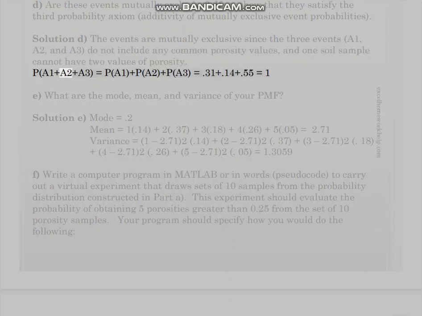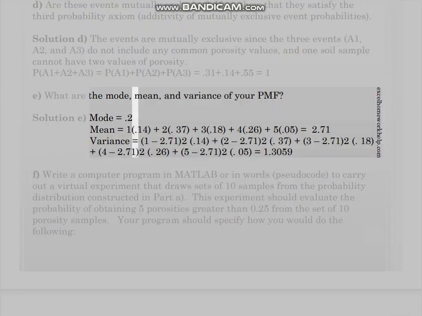P(A1 plus A2 plus A3) equals P(A1) plus P(A2) plus P(A3) equals 0.31 plus 0.14 plus 0.55 equals 1. E. What are the mode, mean, and variance of your PMF? Solution E. Mode equals 0.2. Mean equals 1 times 0.14, plus 2 times 0.37, plus 3 times 0.18, plus 4 times 0.26, plus 5 times 0.05, equals 2.71.